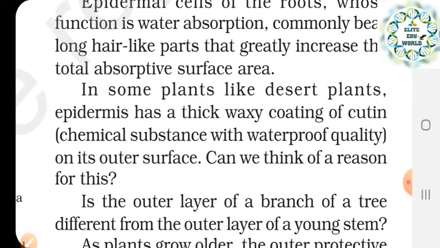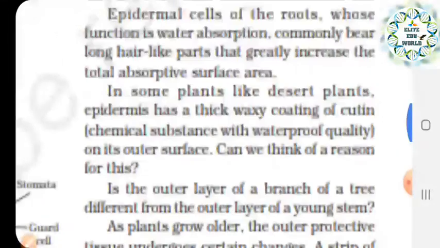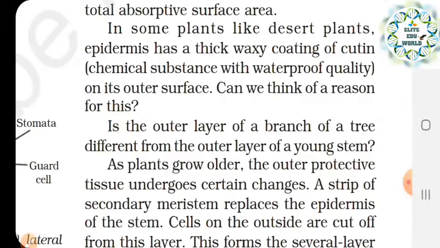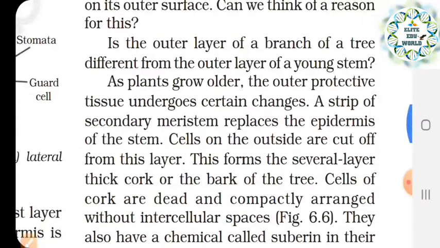In some plants, like desert plants, the epidermis has a thick waxy coating of cutin, a chemical substance with a waterproof quality on its outer surface. Can we think why there is a reason for this waxy coating? Because it is also helping in the absorption of water, and it is present on the roots.